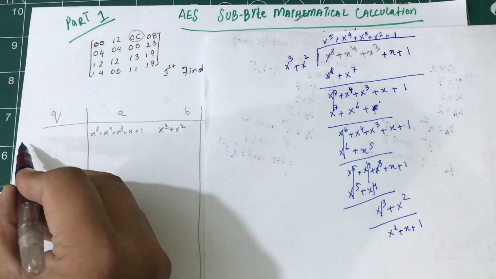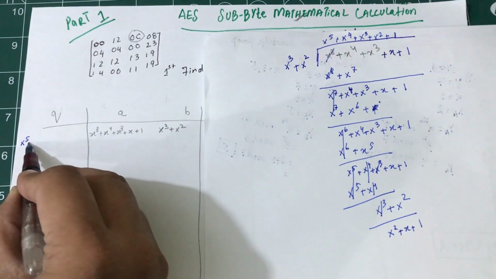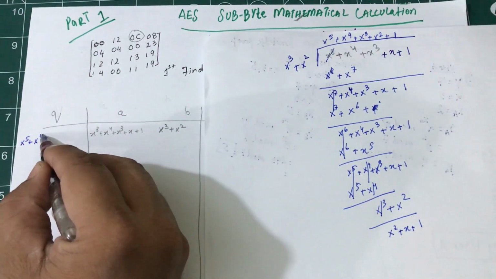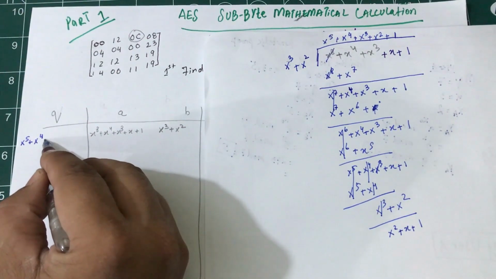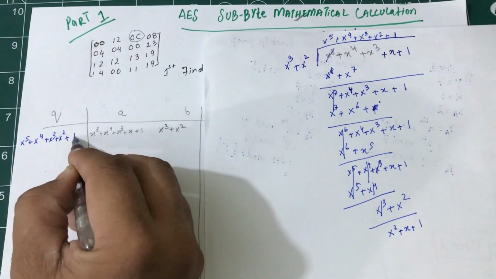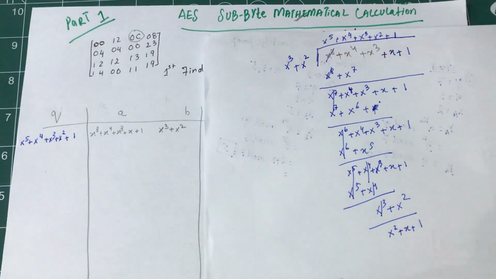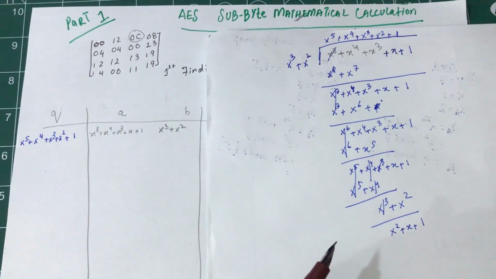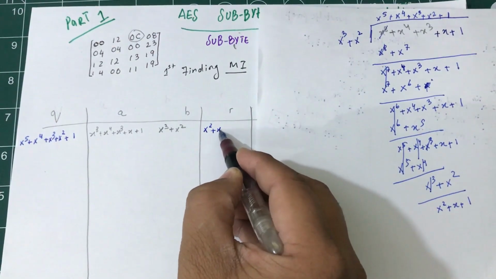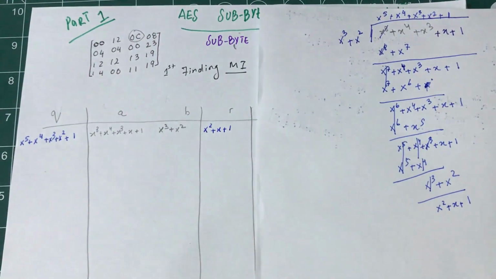For the quotient, I will get x to the 5 plus x to the 4, x to the 4 plus x to the 3 plus x to the 2 plus 1. And for the remainder, I will get this. So the remainder is x to the 2 plus x plus 1.